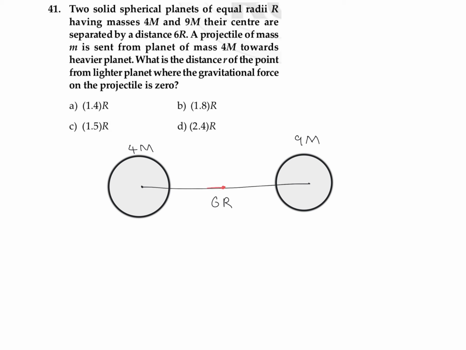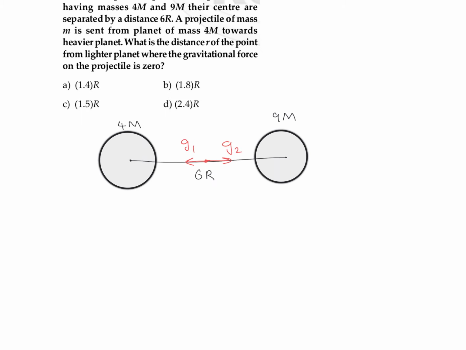The gravitational field produced by 4m will be along this direction, let's say g1, and the gravitational field produced by 9m will be along this direction, take it as g2. At this point, when the net gravitational force is 0, the net gravitational field should be equal to 0. It is a point known as a null point. So the condition is that g1 should be equal to g2.